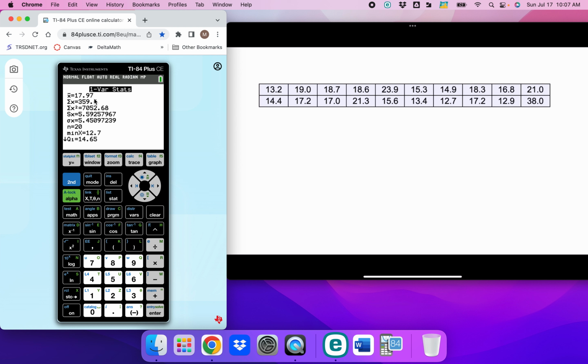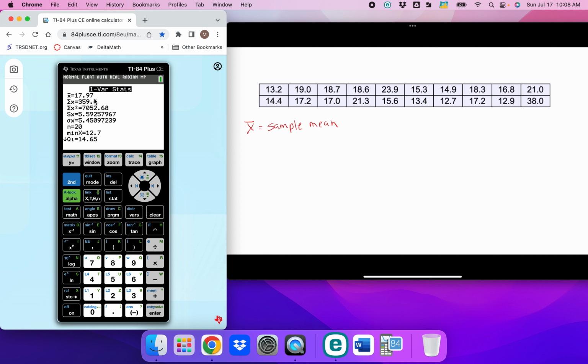So first I have x bar. You may recall that x bar is our sample mean. So the calculator always does it as x bar, but if this was a population, it's technically mu, but your calculator is always going to call it x bar because the calculator doesn't know if it's a sample or a population. It can't tell. It doesn't know what you're studying, so it's always going to call it x bar.